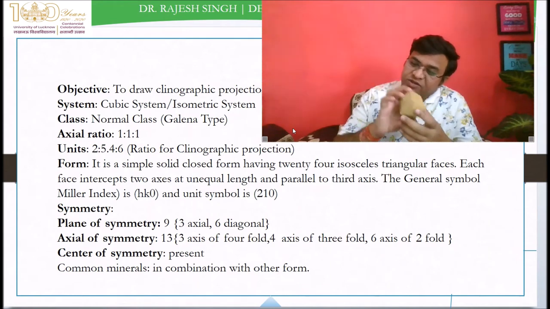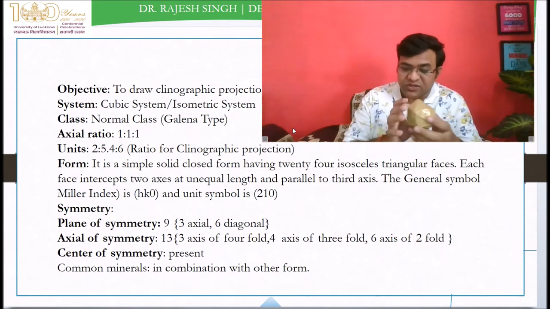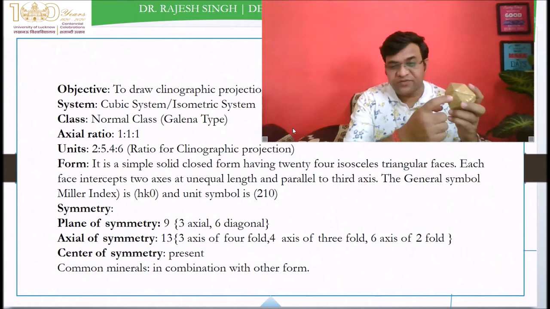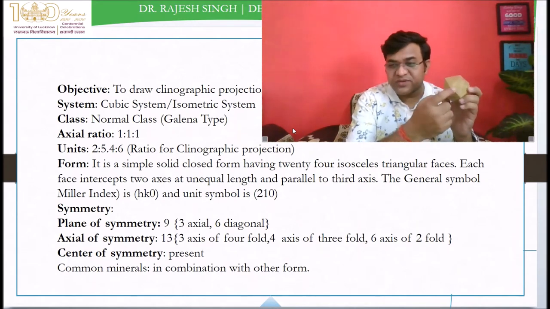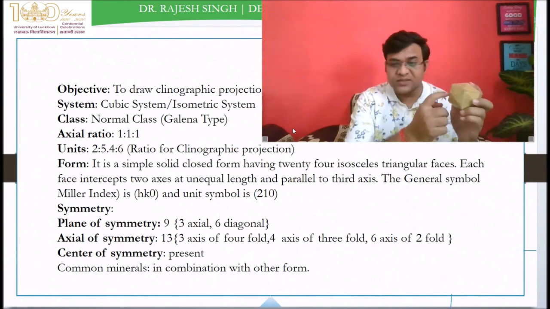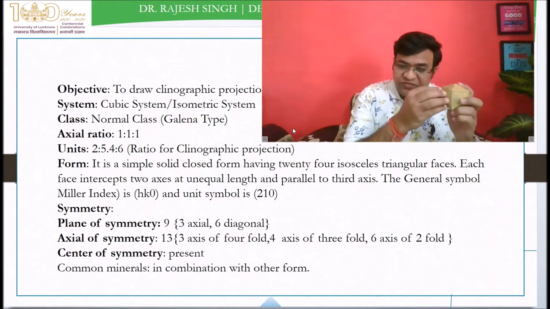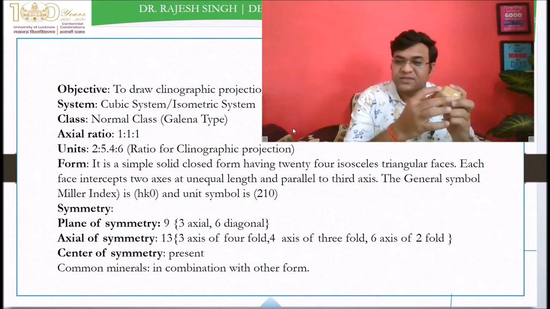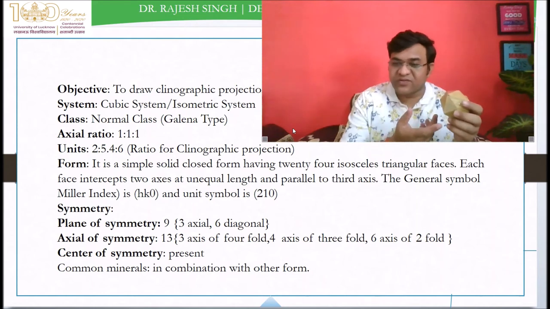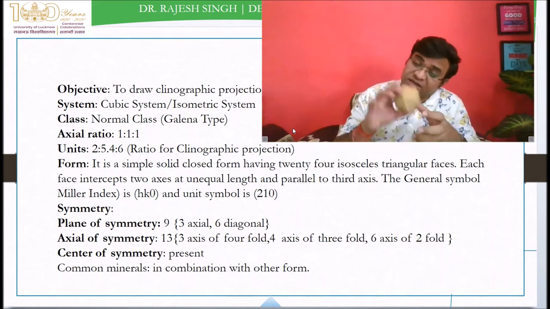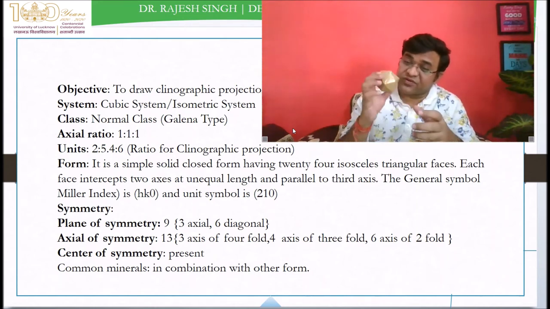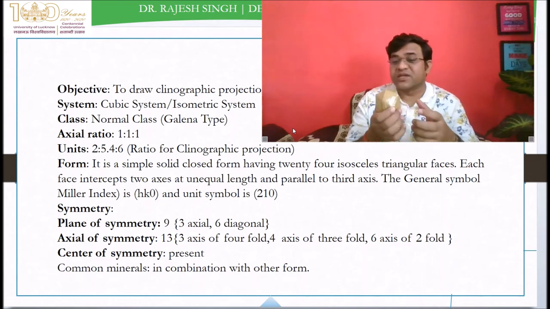Tetrahexahedron consists of how many faces, you can count. 1, 2, 3, 4 triangular faces in each, and six such squares. So 4 multiplied by 6, 24 faces. So tetrahexahedron is made up of 24 isosceles triangular faces.